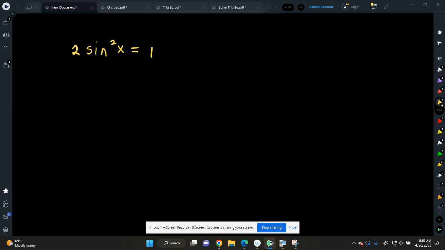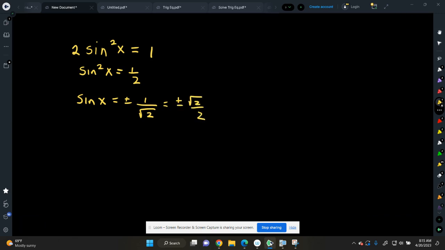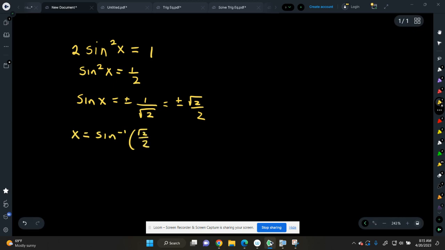So what do we do first? Divide by 2, right? So sine squared x equals 1/2, and then square root both sides. So sine x equals plus or minus 1 over the square root of 2, because the square root of 1 is 1. So that's actually plus or minus root 2 over 2. So that means x equals the inverse sine of plus or minus root 2 over 2.